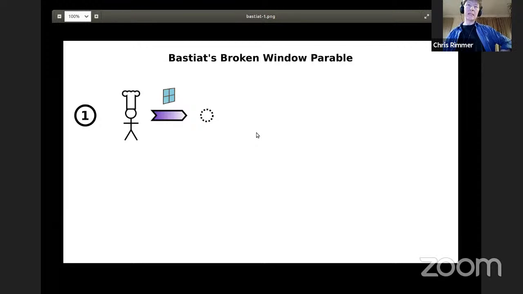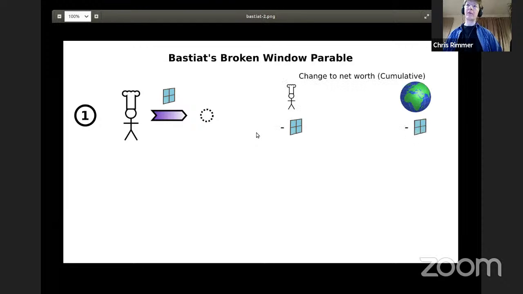So here's the first one. Breaking the window is consumption. He doesn't get any benefit out of it, so it's an unfortunate form of consumption. But in your model, just to be clear, anytime wealth is destroyed or disposed of, that's a form of consumption. And then hopefully you would associate that with some kind of benefit as well, but not always. Exactly, yeah. Okay, so let's look at the baker's net worth. Well, the baker's net worth goes down by one window. And if we look at the whole world, its net worth goes down by one window as well.